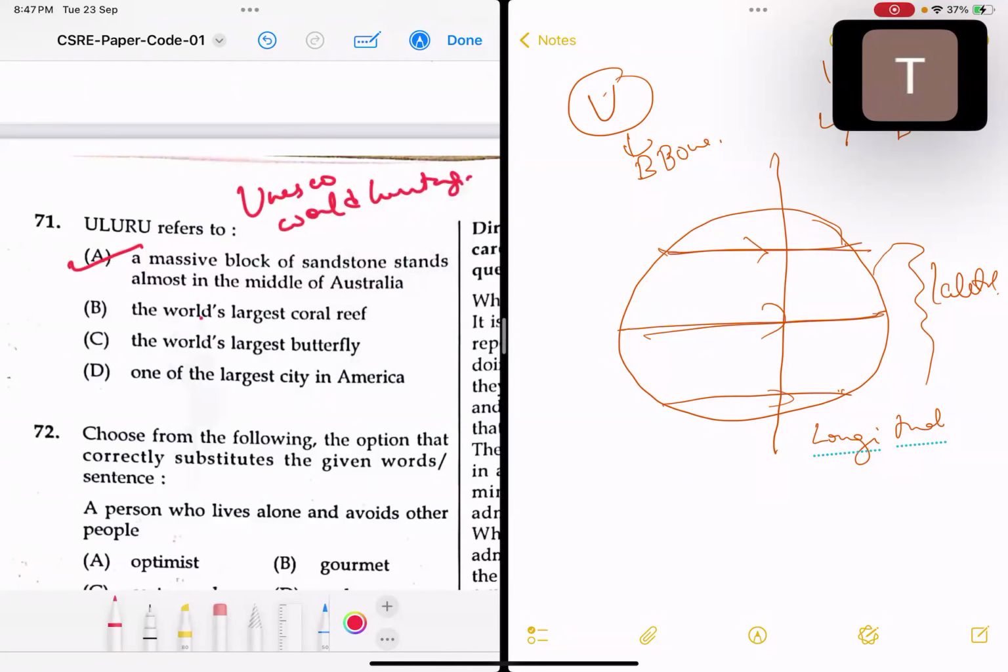Option B, the world's largest coral reef is the Great Barrier Reef, right? And this is also located in Australia. So option B is Great Barrier Reef, okay?